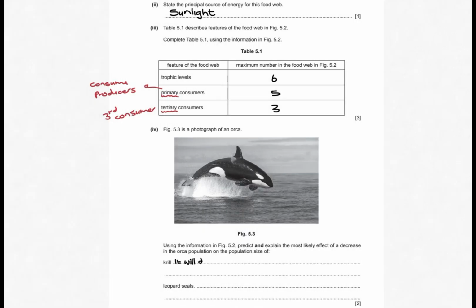So we can answer this question by saying that krill will decrease as the crab-eater seal and the Adelie penguin, which are predators of krill, will increase.